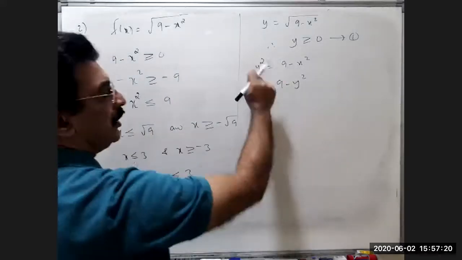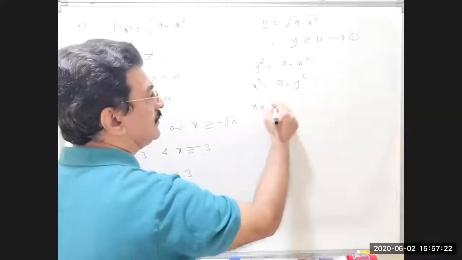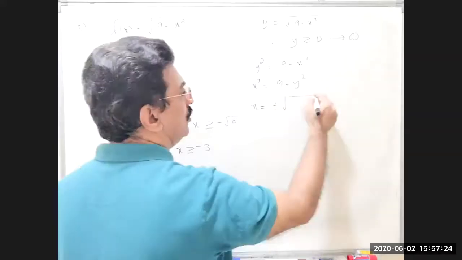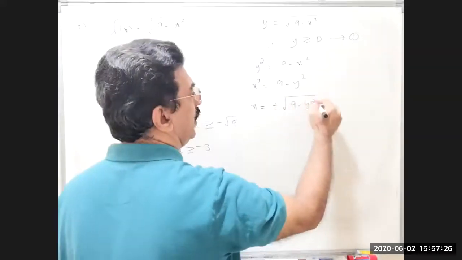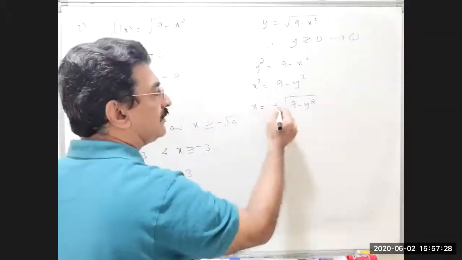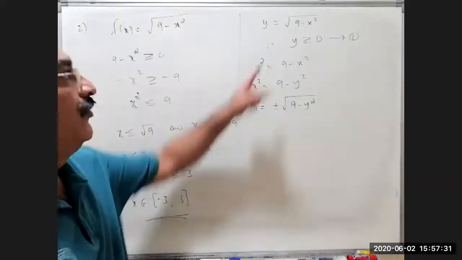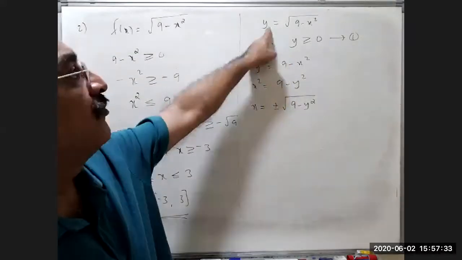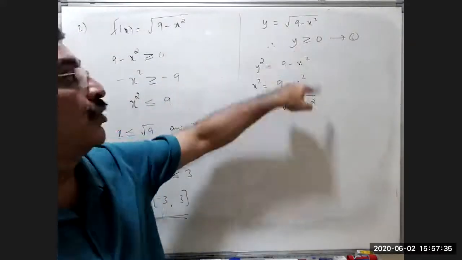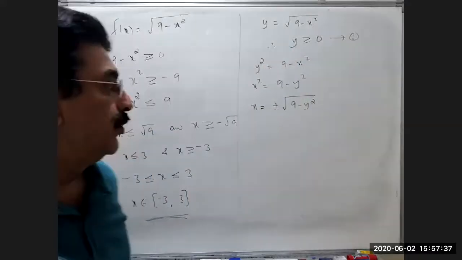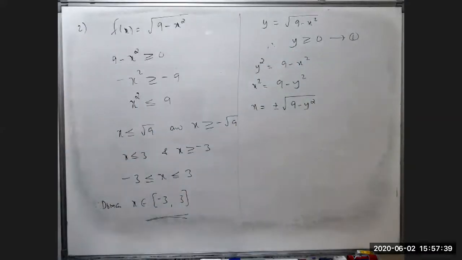Take x to the left hand side. Now, x is plus or minus root of 9 minus y square. x can be plus or minus, whereas our given function y is only the positive square root. That is why we got y greater than or equal to 0. x can be plus or minus root of 9 minus y square.